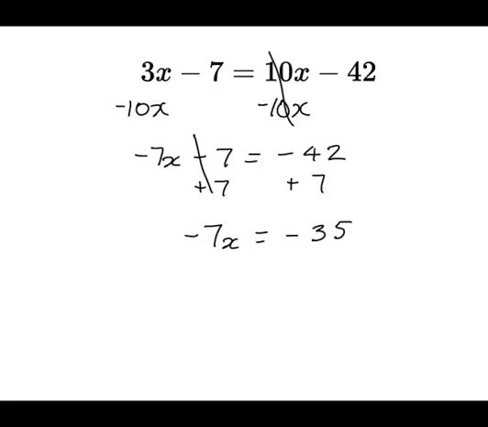So we want to get rid of the minus 7 on the left hand side, and these two are multiplying together, minus 7 multiplied by x. So to get rid of the minus 7 we have to divide by it. What we do to one side we do to the other. So these two cancel out, and we have x equals, the minuses cancel out here, and then we have 35 divided by 7, which is 5.